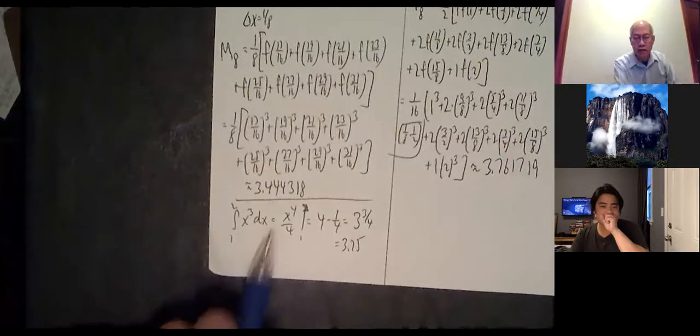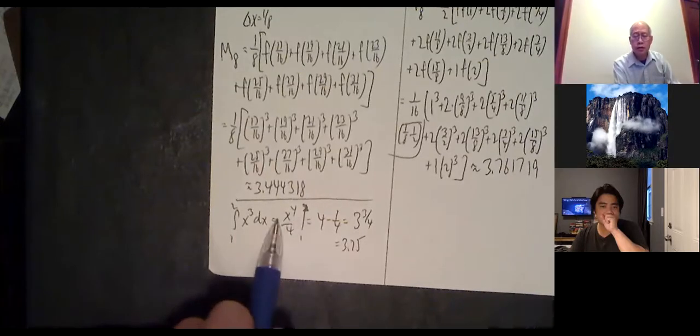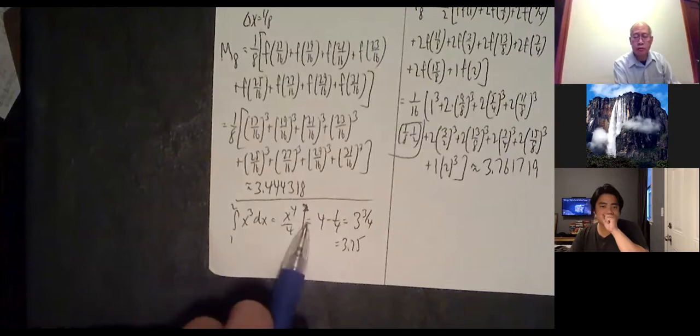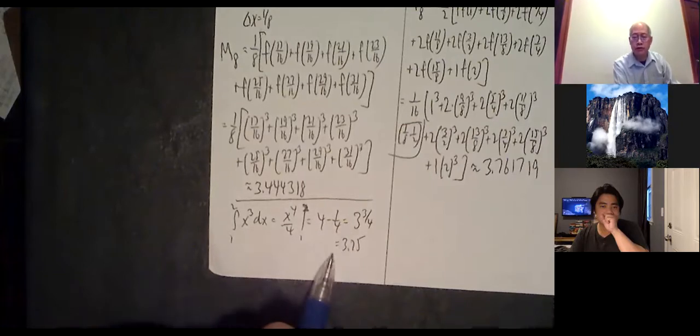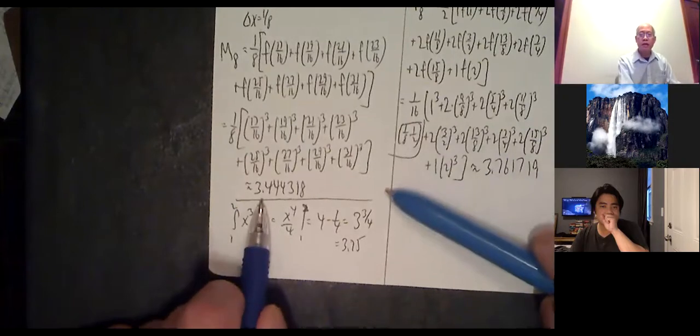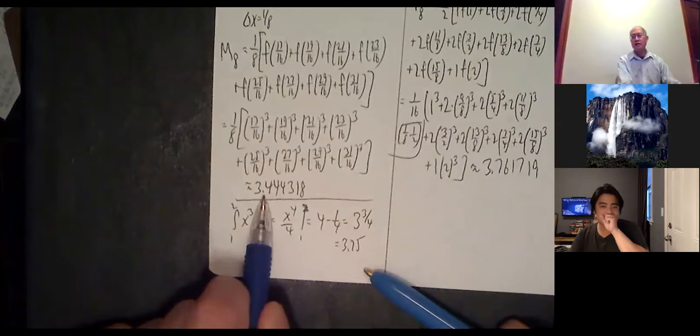That's easy. x to the 4th over 4 from 1 to 2. Plug in 2: 2 to the 4th is 16, 16 divided by 4 is 4. Plug in 1, you have 1/4. 4 minus 1/4 is 3 3/4, or 3.75. So we know the true answer is 3.75. What do we get by our approximation? 3.44. So it's kind of close. Not real close, but sort of close.